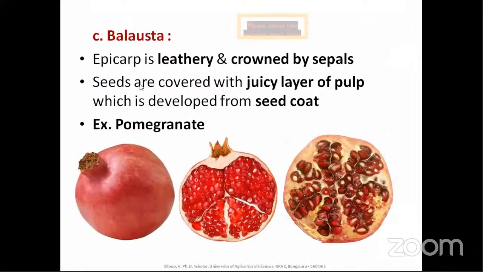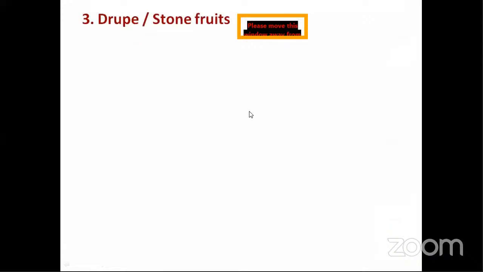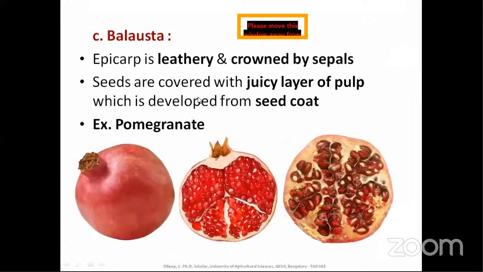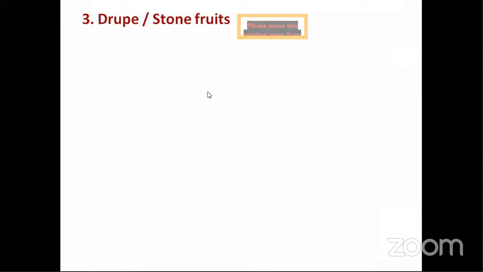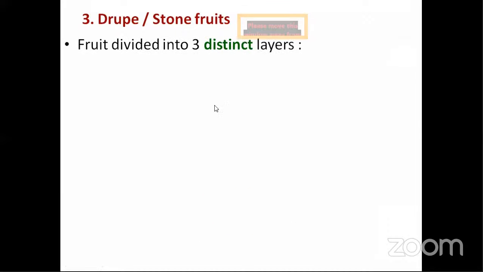Yeah, and the seeds, all those edible portions, are seeds. The seeds are actually inside it. The white ones are seeds that are covered by a juicy layer of pulp, and this is actually the edible seed coat. That is balausta. So what is the edible portion? It is also called arils. So please remember this.